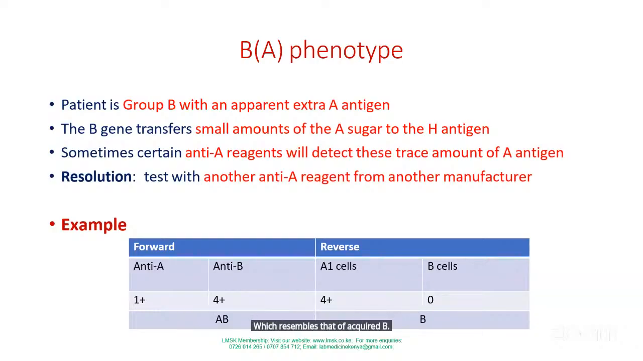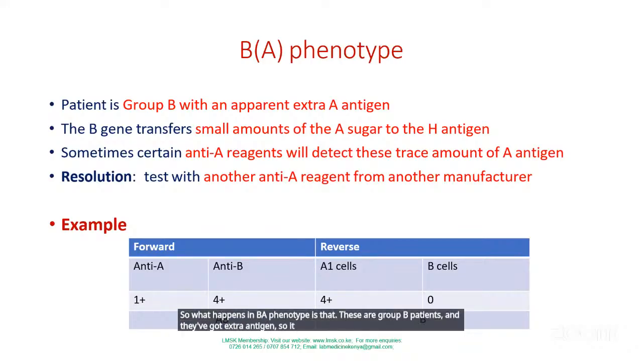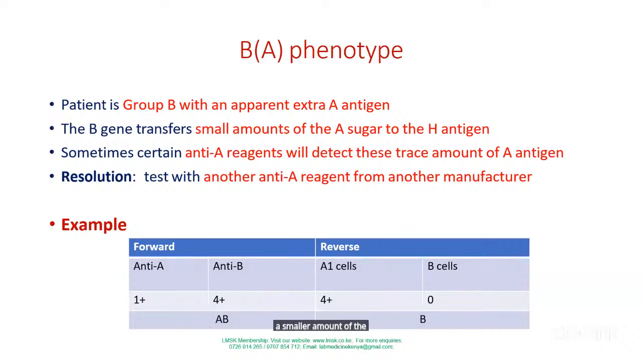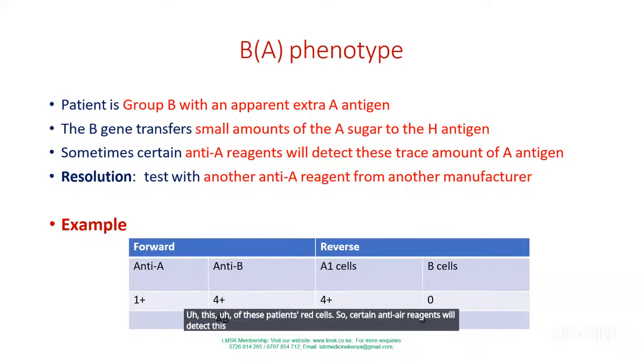Another scenario that you're likely to see, which resembles that of acquired B, is for patients who have BA phenotype. What happens in BA phenotype is that these are group B patients, and they've got extra antigen. It is the B gene that is transferring a small amount of the A sugar to the H antigen, so a weak A antigen is being formed on the surface of these patients' red cells. And certain anti-A reagents will detect the trace amount of A antigen.